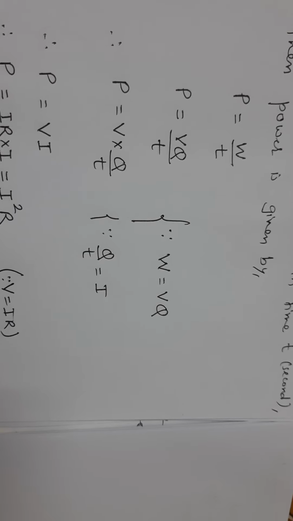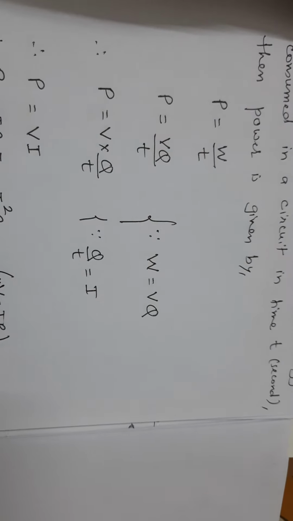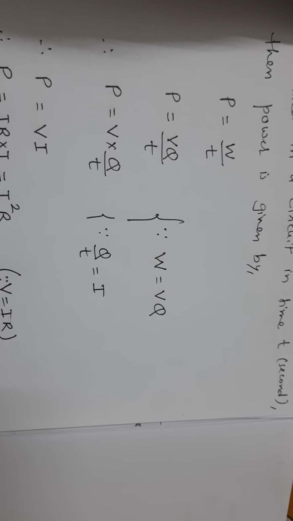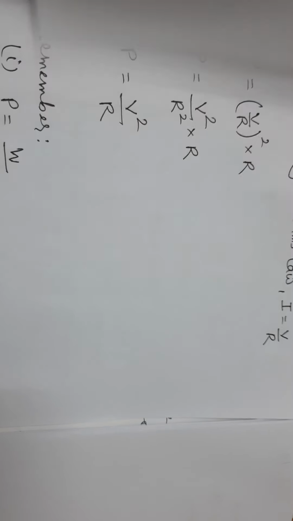So I repeat, P is W upon T, W is equal to V into Q, and for that we will have P is equal to VQ upon T, which can be written as P is equal to VI. And further P is equal to I square R.